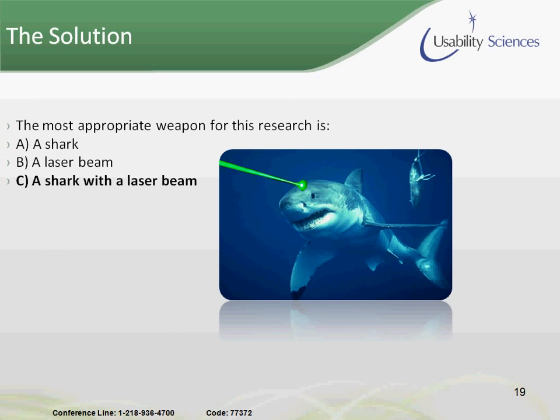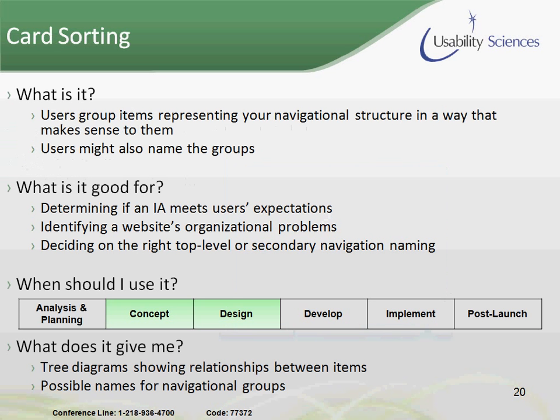Let me tell you why. This next methodology is laser focused. It's the narrowest methodology that we've got on our weapons menu today. So it is the card sort. A card sort is basically a research methodology in which users are going to group items that represent your navigational structure in a way that makes sense to them. And users might also name the groups.